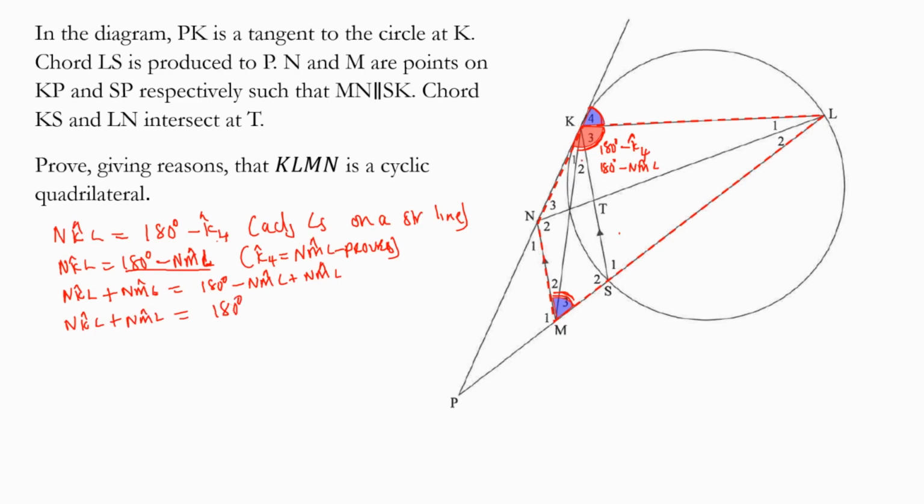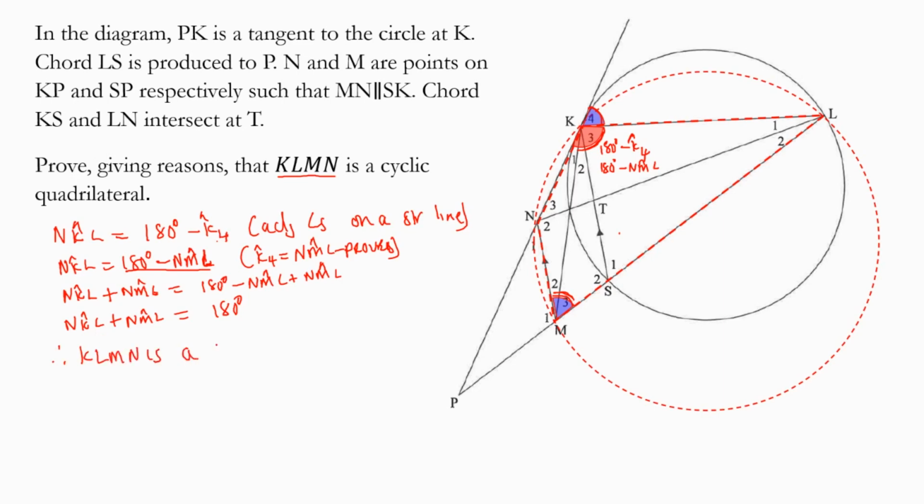Do you see that the opposite interior angles are supplementary? The opposite interior angles are supplementary. So therefore, the quadrilateral KLMN is a cyclic quad. Therefore, KLMN is a cyclic quad, since the opposite interior angles are supplementary.